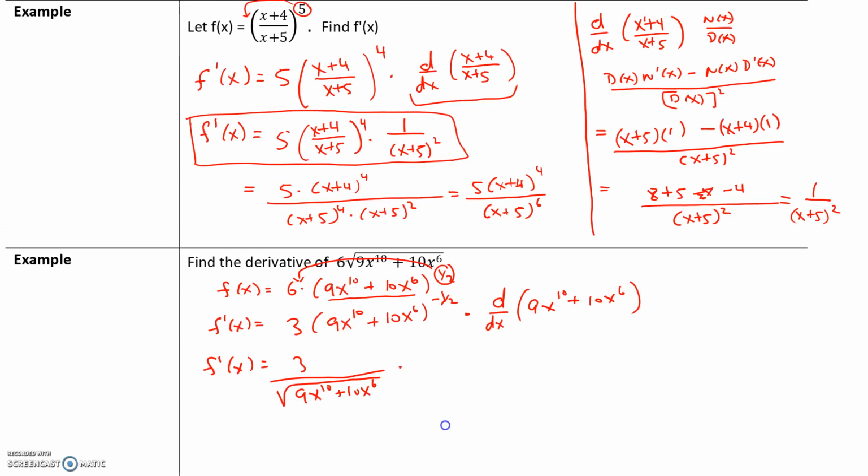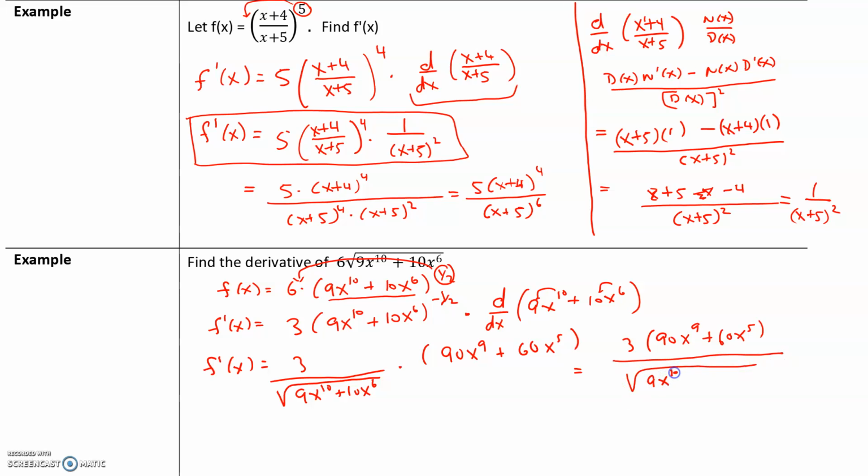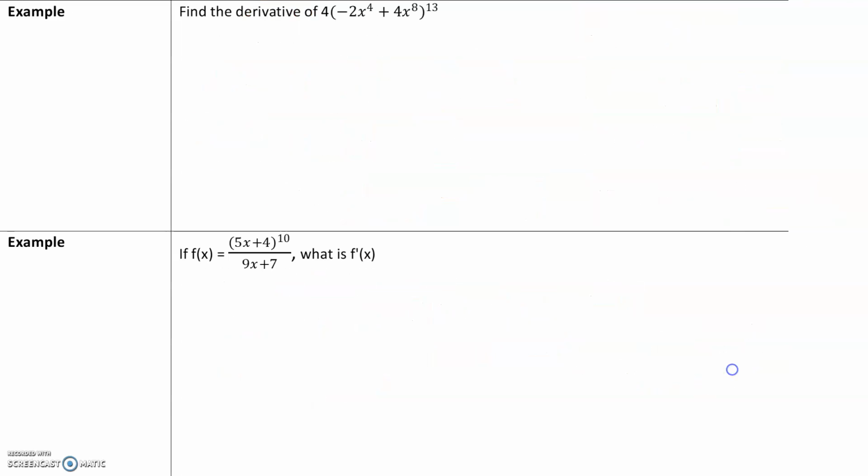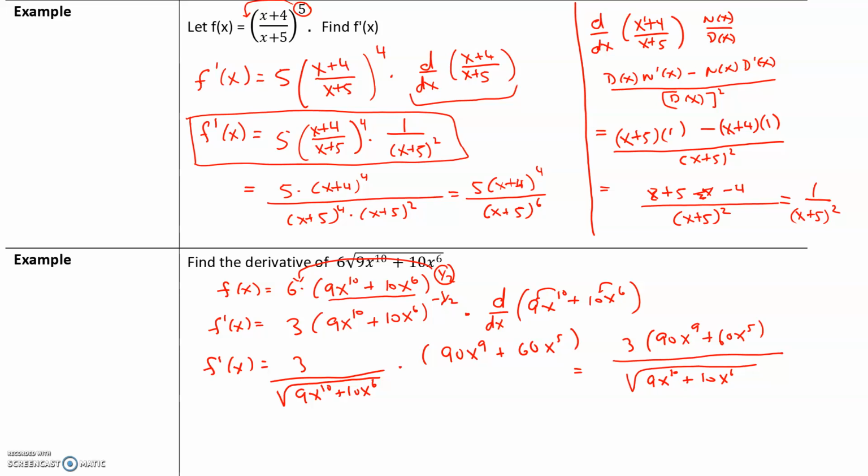Let's differentiate this. So if we differentiate this, the 10 multiplies with the 9. This gives us 90x to the 9th. The 6 multiplies with the 10. And this gives us 60x to the 5th. So on the numerator, I have 3 times the quantity 90x to the 9th plus 60x to the 5th. And on the denominator, I got the square root of 9x to the 10th plus 10x to the 6th. And then this will be the final answer for the derivative.